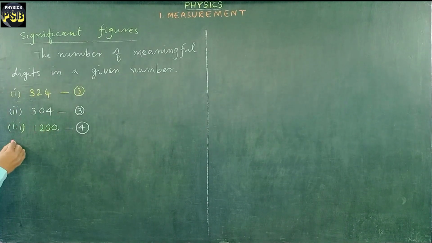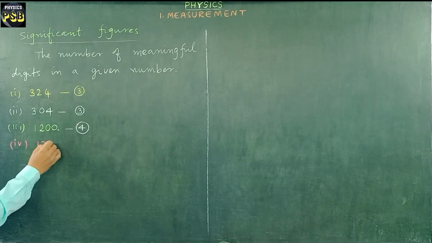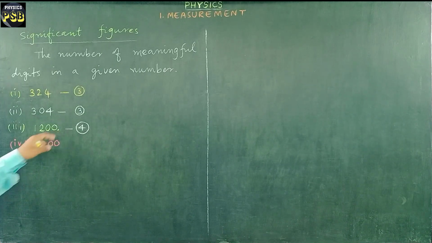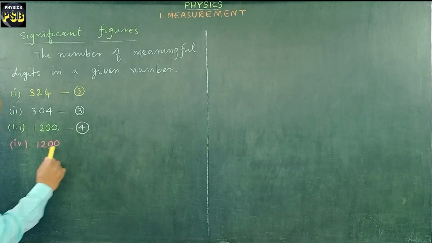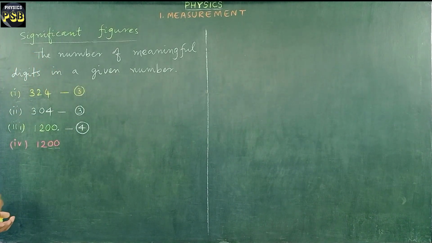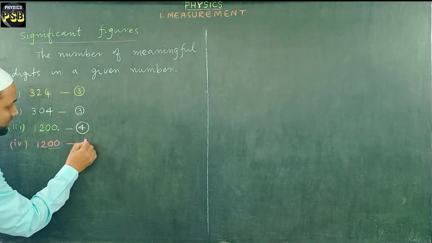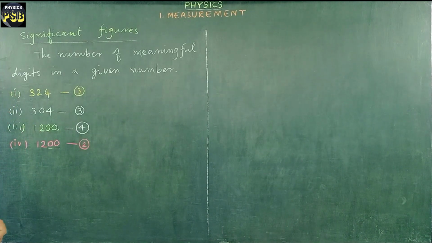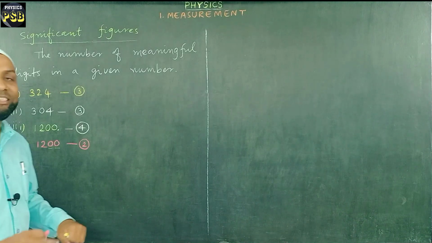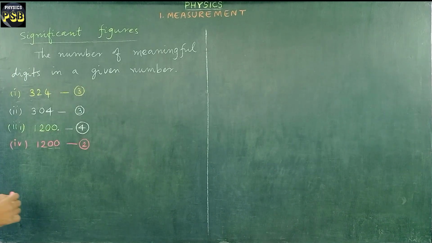The next, I take a similar example. Suppose I have the number 1200. If I write this without a decimal point, then here 0 will be considered as insignificant. So the count of significant figures in this number is 2. Trailing zeros without a decimal point are considered meaningless. So the count is 2 here.